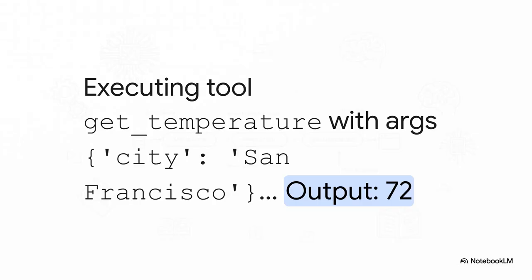And bingo! Look at that. This is a log message from inside our agent's brain, the behind-the-scenes view. Our agent got the prompt, the LLM correctly decided to call our tool, and our agent correctly parsed the city as San Francisco and ran our function. It got the output, 72. Every single step of the blueprint worked like a charm.